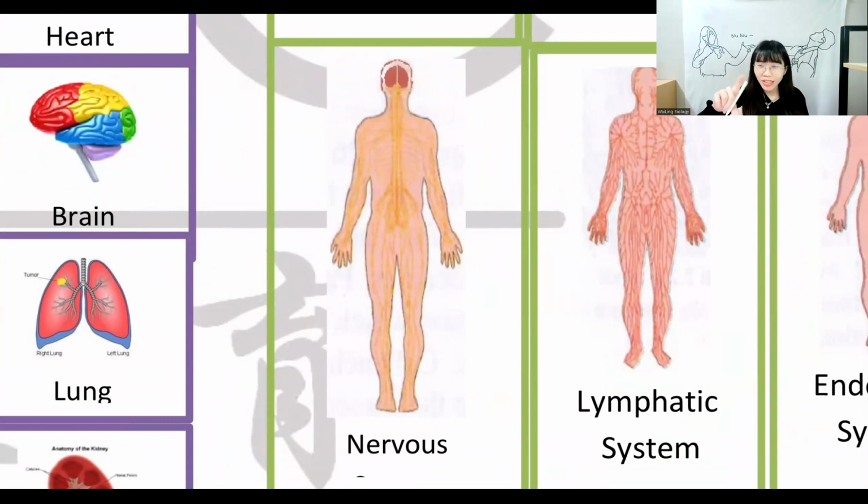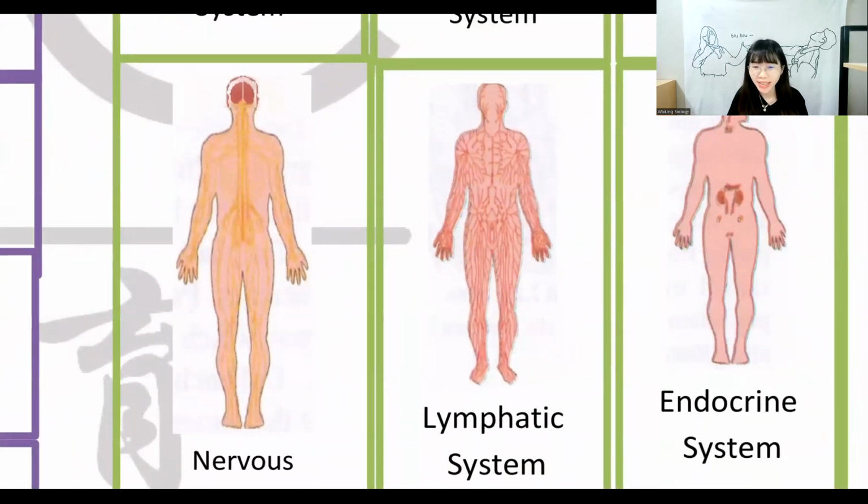Your spinal nerve, right, is only like that. This is the length of your spinal cord. So if your spinal cord is being cut, the person is going to be paralyzed. This is nerve. And then we have lymphatic system.